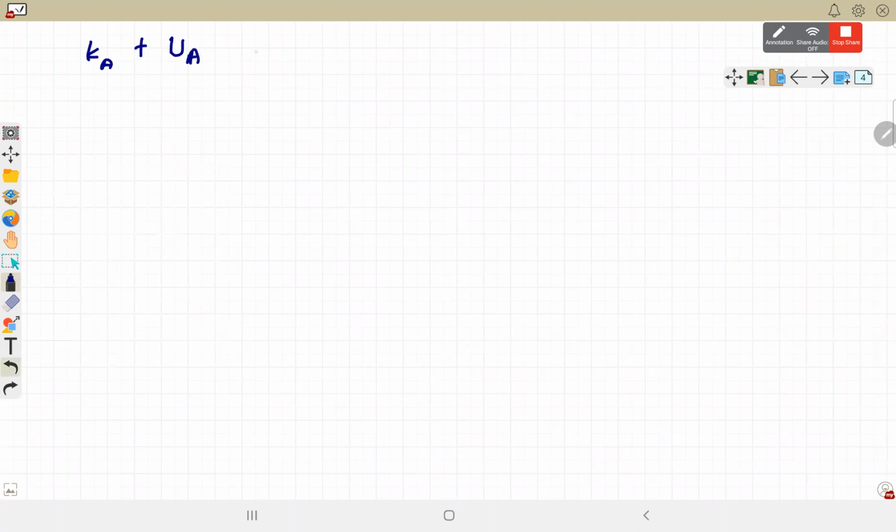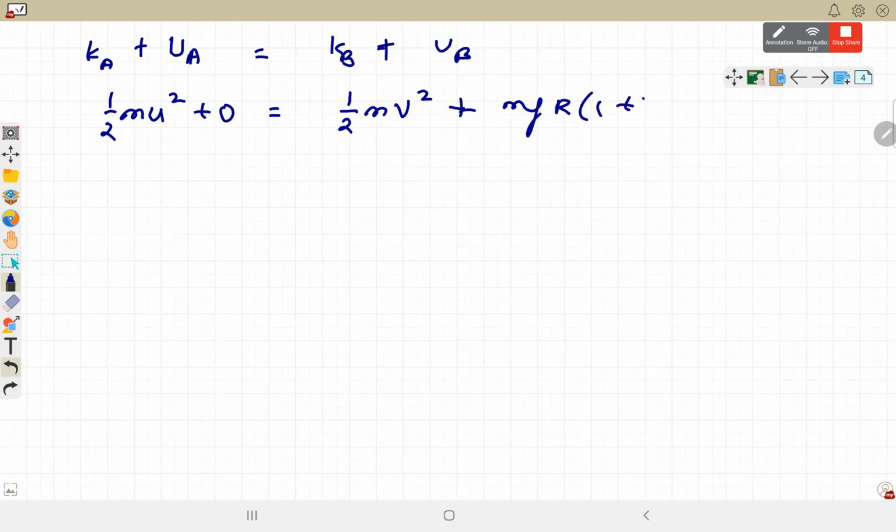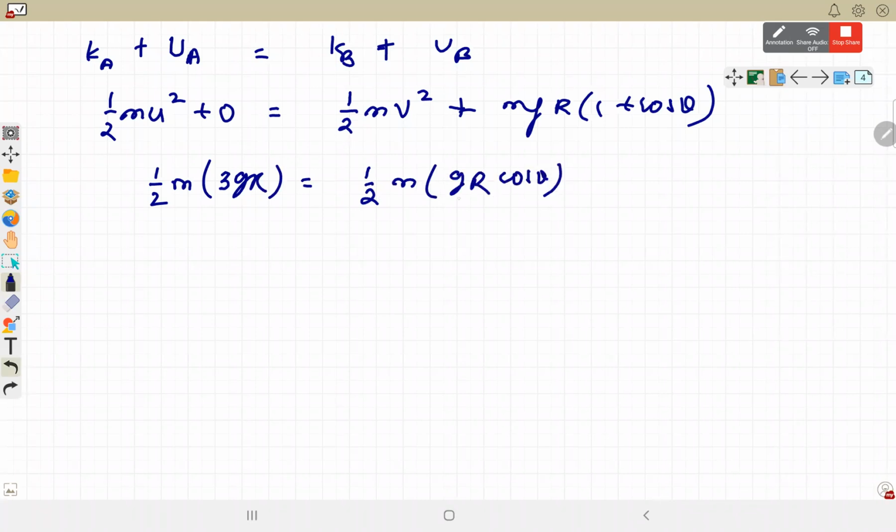Kinetic at A plus potential at A is equal to kinetic at B plus potential at B. It is half mu square, potential energy is 0. Kinetic energy at B is half mv square, potential energy is mg into r times 1 plus cos theta. So u is known, it is root 3 gr. v we calculated in terms of r and cos theta, it comes out to be root gr cos theta, plus mgr into 1 plus cos theta.